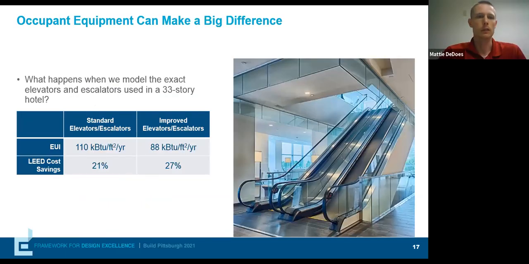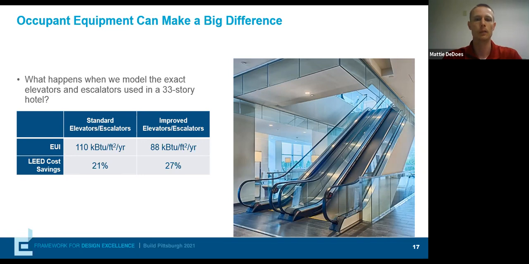So this is just one example of the amount of impact that occupant equipment can have. This was for a large hotel, and the table you see shows the difference in EUI and LEED cost savings between an energy model result with standard elevator and escalator watts per square foot assumptions versus what actually went in the project, which was state-of-the-art energy regenerative drive elevators and escalators.